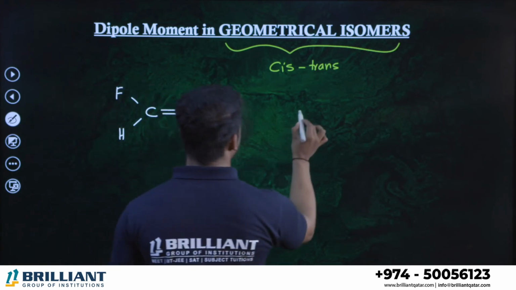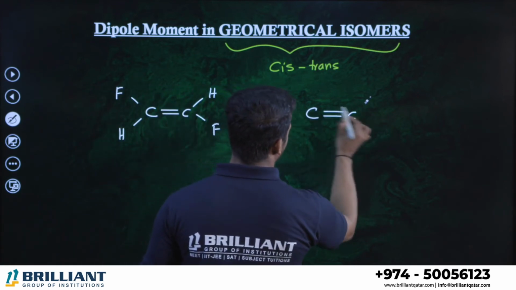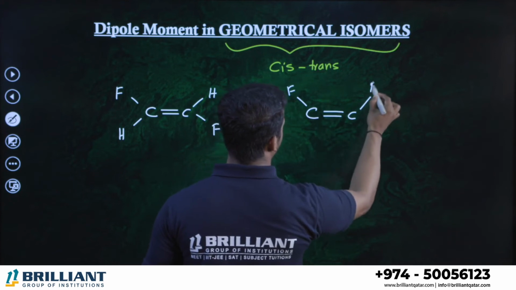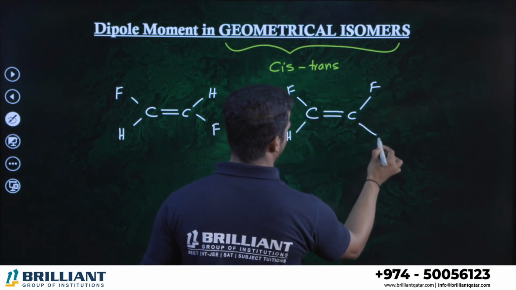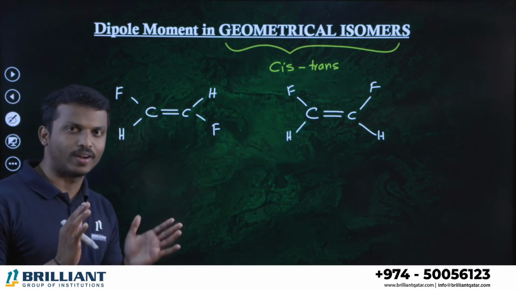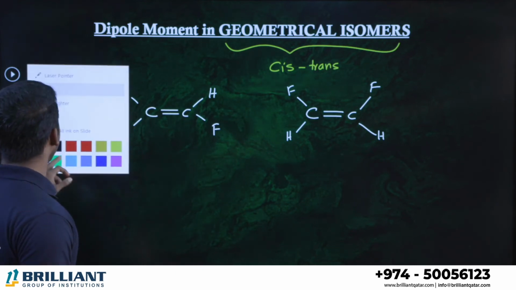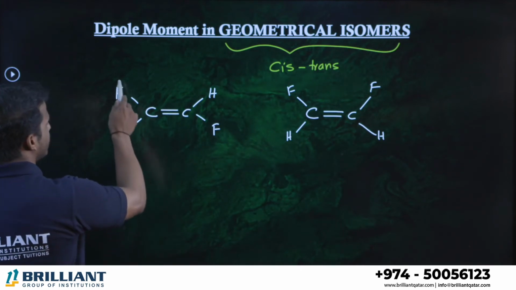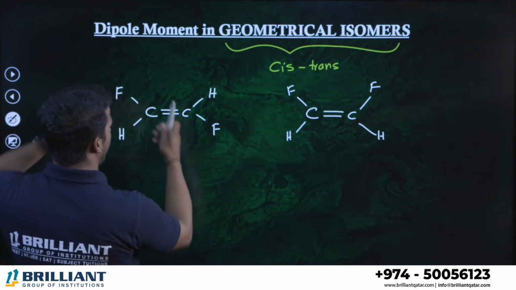Okay, one of the species: C double bond C, fluorine, hydrogen. See, both are isomers, right? Same formula, but different in something. What is the difference? In the first case, when you consider the same species, fluorine and fluorine are opposite.